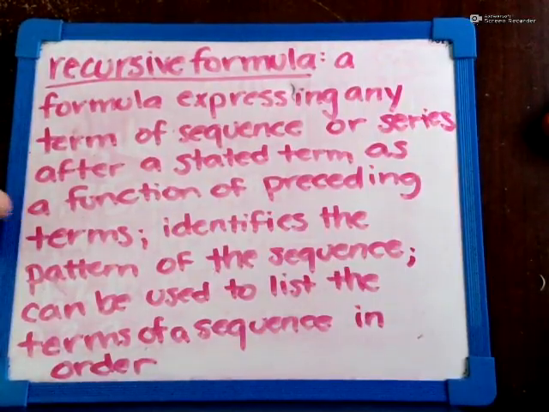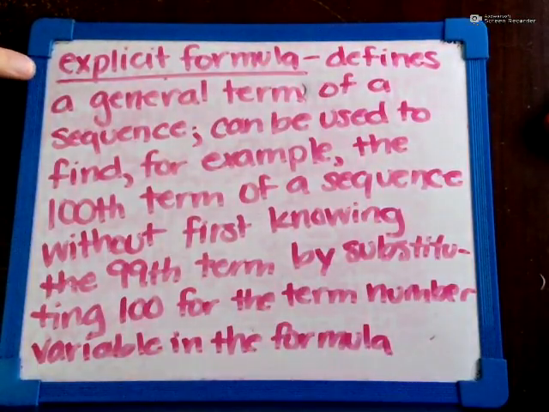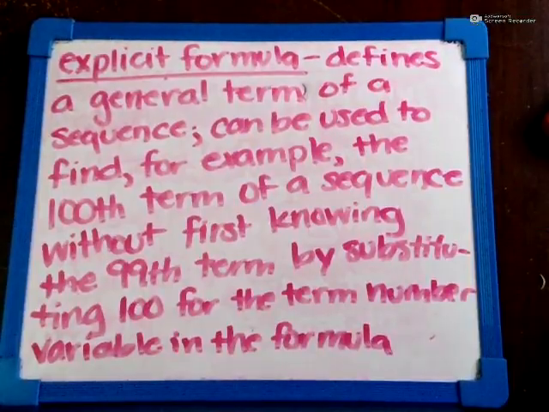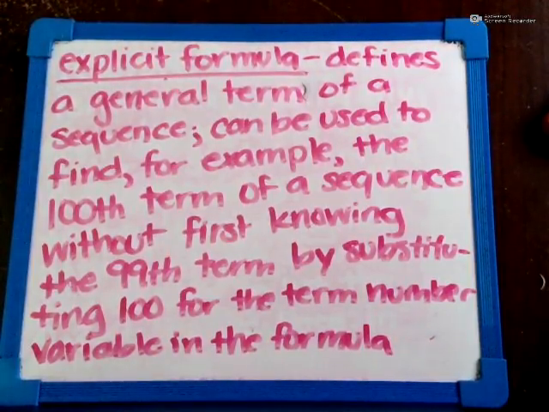The other type of formula we're going to look at is an explicit formula, which defines a general term of a sequence. It can be used to find, for example, the 100th term of a sequence without first knowing the 99th term, by substituting 100 for the term number variable in the formula. So this is useful when a question wants to know what the 100th term is, and you don't want to go, okay, first is 1, then 2, then 3, then 4. It simplifies it and makes it faster to find your answer.